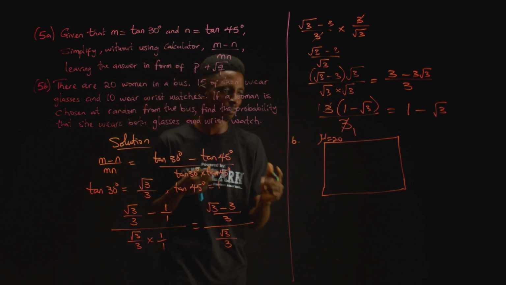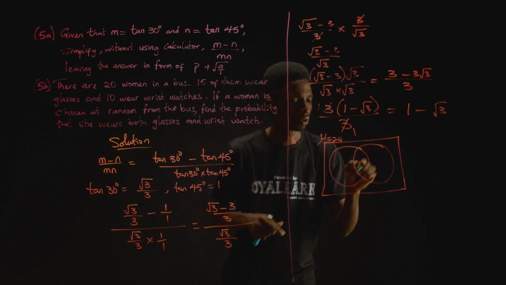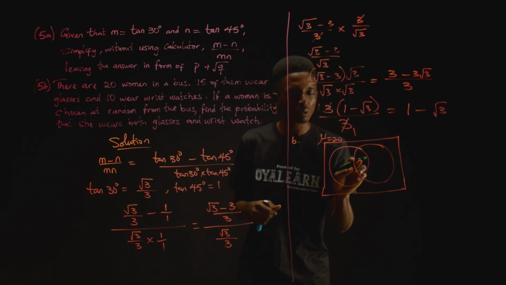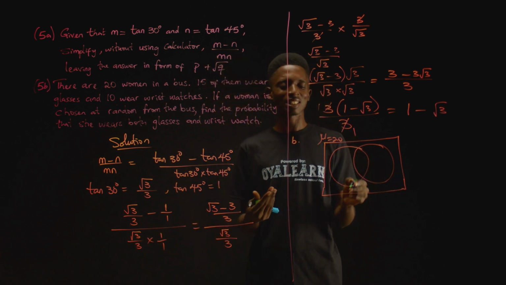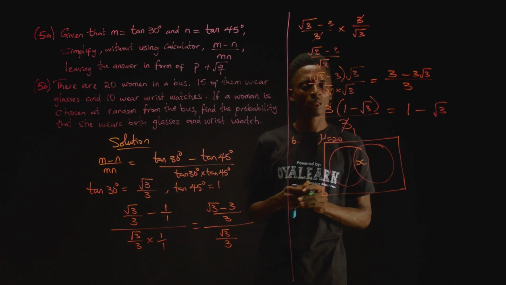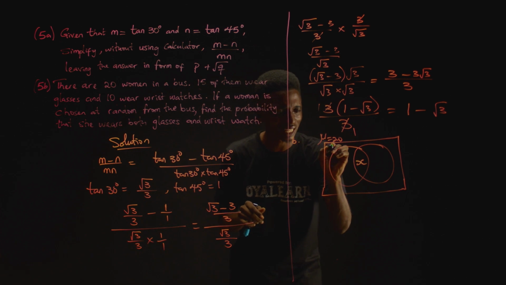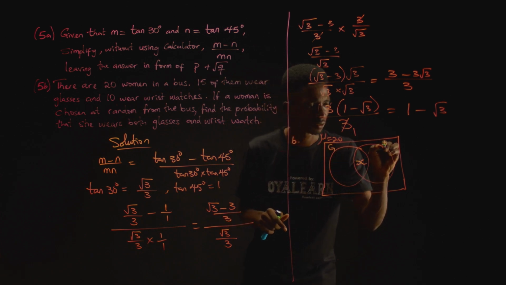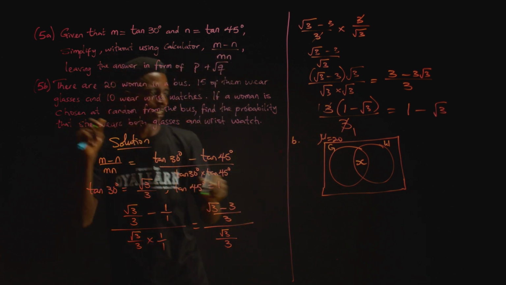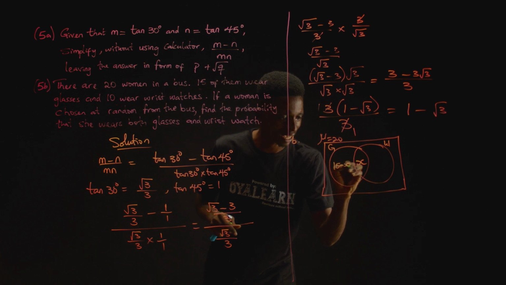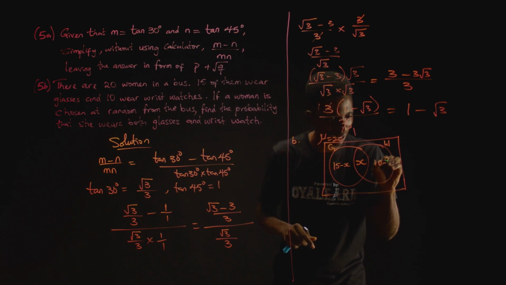So in order to solve this, we then draw two circles that will go into each other like this, showing where we have people who wear both glasses and wristwatch. So those that wear glasses and wristwatch, let's call that X. Okay, so now we can then say to get those that wear only glasses, if this is glasses and this is wristwatch, right? For those that wear glasses only, that will be 15 minus X. So here we have 15 minus X. And for those that wear wristwatch only will be 10 minus X.